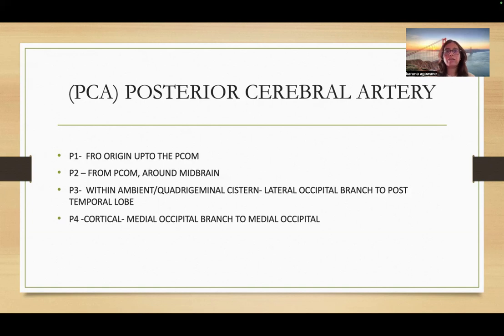Thus, it forms a communication between the anterior and the posterior circulation. Then from the PCOM onwards, it is known as the P2 segment, which courses around the midbrain. Then third is the P3 segment, which courses through the quadrigeminal system, and it gives off a lateral occipital branch, which supplies the posterior temporal lobe. Then the peripheral or cortical segment is the P4, which gives off the medial occipital branch to the medial occipital lobe.